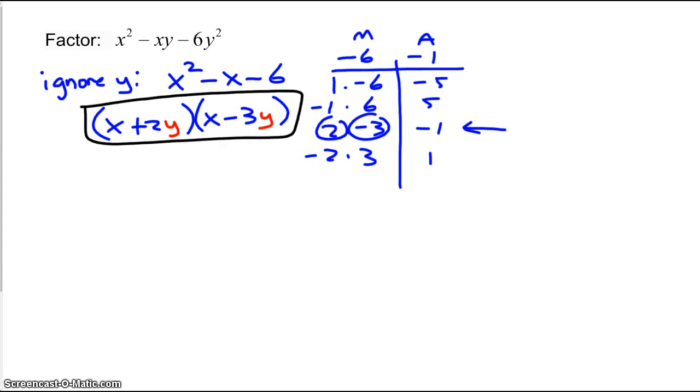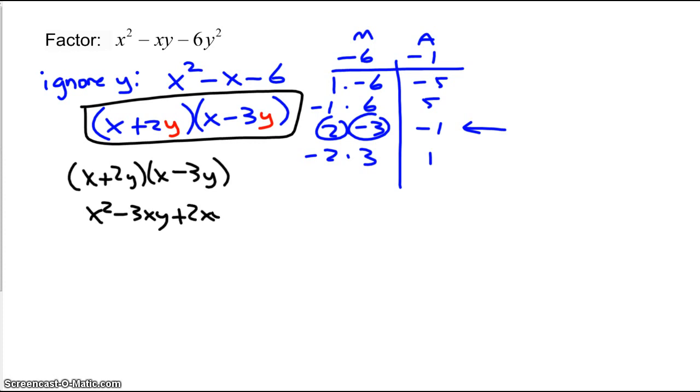Let's take that off on the side and just verify that that does work. You should always check in this case. x times x is x squared. x times negative 3y is negative 3xy, okay? Plus 2 times x times y, minus 6y squared. x squared minus xy minus 6y squared. That did work. So that does work in that case as well. Kind of a special situation.